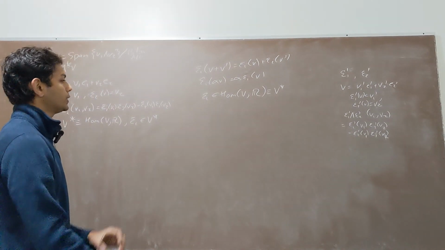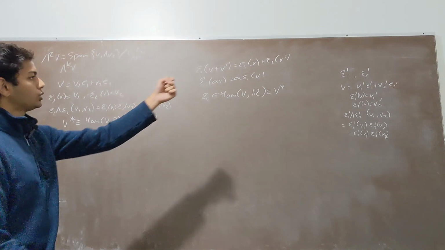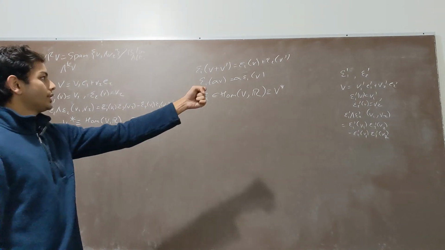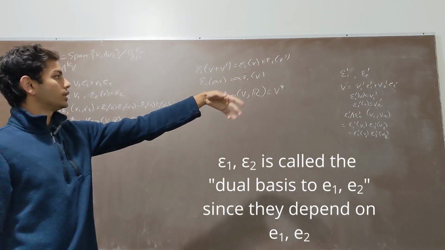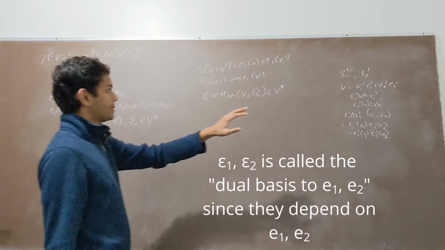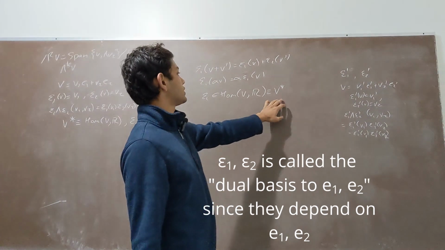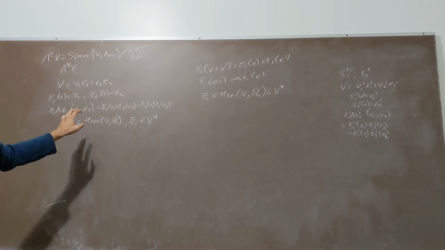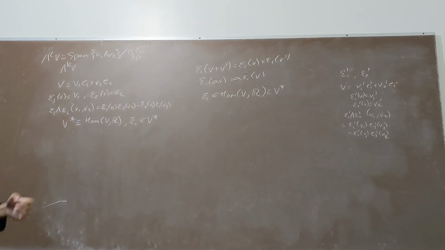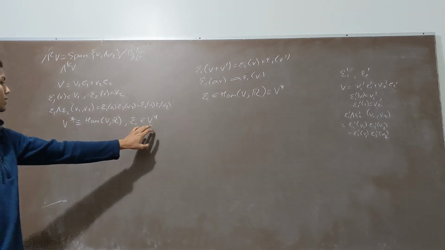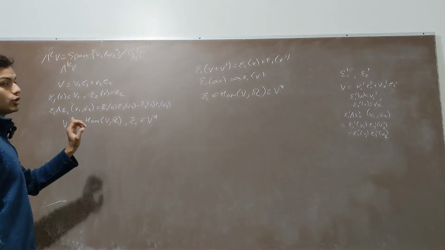So the question is, if we change our basis from e1, e2 to e1 prime and e2 prime, can we relate the new dual basis, epsilon 1 prime and epsilon 2 prime of the dual vector space, to epsilon 1 and epsilon 2? And so the reason I call this a dual basis is because you can show that V star, V dual, is a two-dimensional vector space.